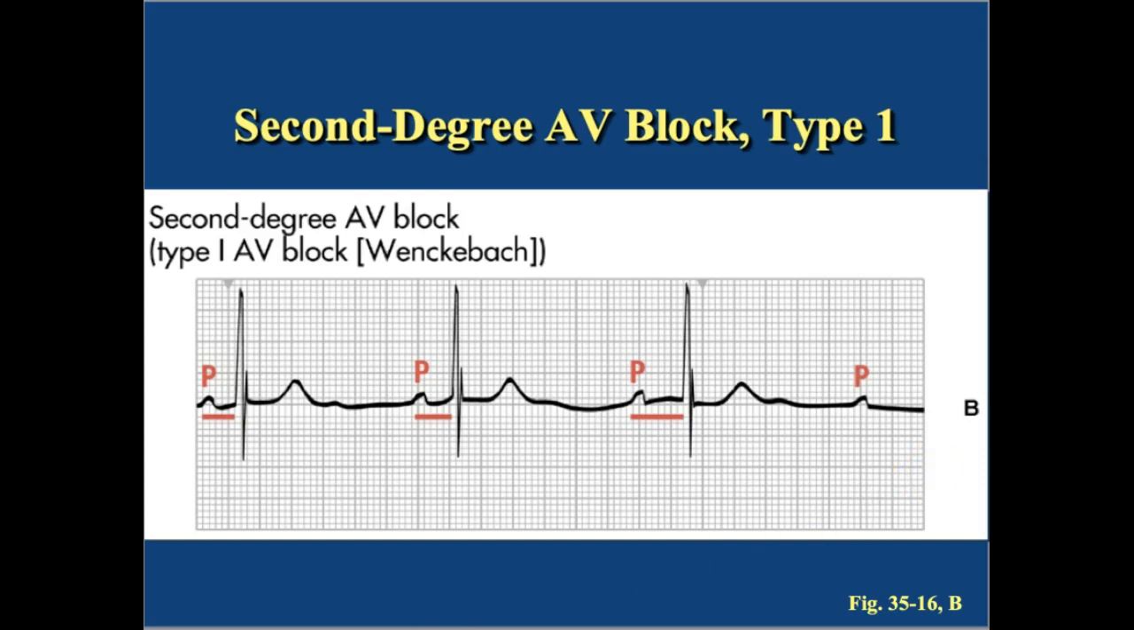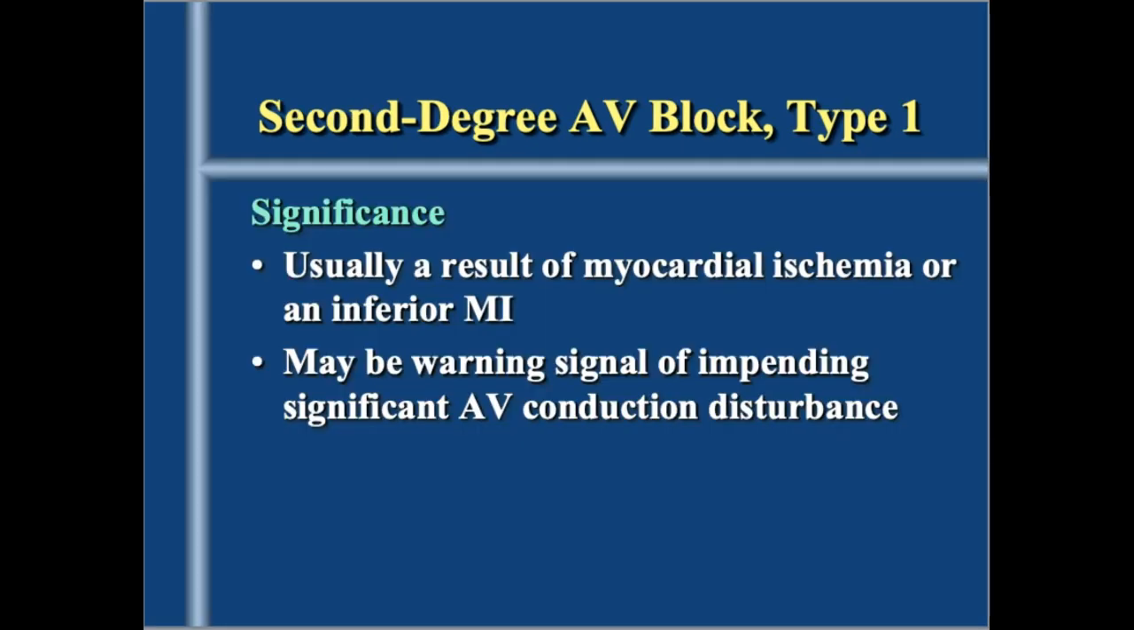So this is not sinus rhythm because you don't have a QRS complex following every P wave. So first degree, you'll often hear called sinus rhythm with a first degree block because every P wave has a QRS. Second degree, type 1, you will not hear called sinus rhythm because every P does not have a QRS. You've got widened PR intervals with a dropped QRS. Okay? So this is usually caused by an inferior wall MI or myocardial ischemia.